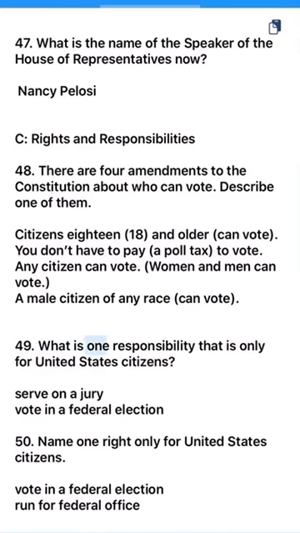49. What is one responsibility that is only for United States citizens? Serve on a jury. Vote in a federal election. 50. Name one right only for United States citizens. Vote in a federal election. Run for federal office.